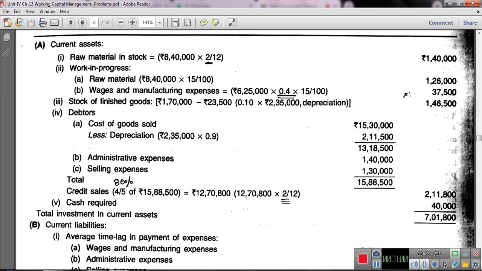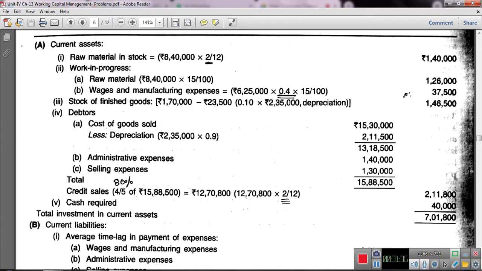If 10% of the total goods are unsold, that is why out of the total depreciation amount, that is 2,35,000, we deducted 10%, that is 23,500, from finished goods, because depreciation is a non-cash expense. So in the note we also said it should be excluded while estimating the cost of goods sold also in case of debtors.